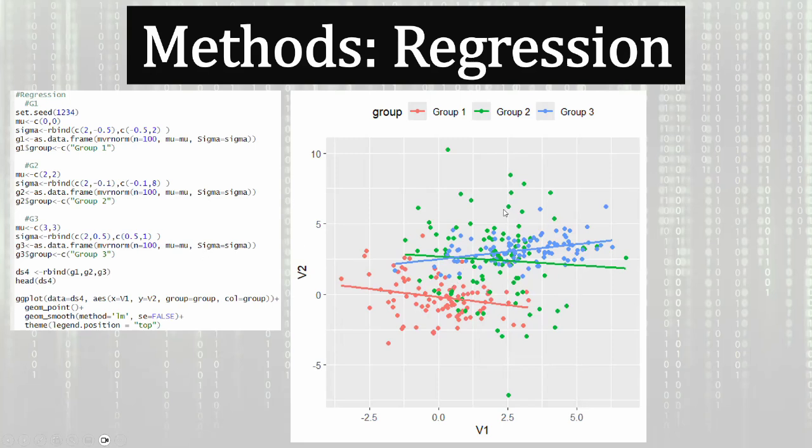And then group 3 would actually be a positive correlation. So yeah, that slope is going up. As V1 increases, V2 increases, like we wanted with this positive correlation. So that is a way to sort of mix both categorical and numerical variables and have different groups with different characteristics.